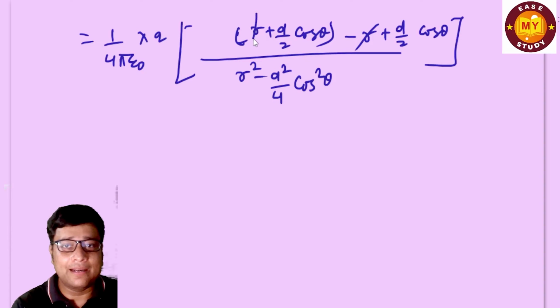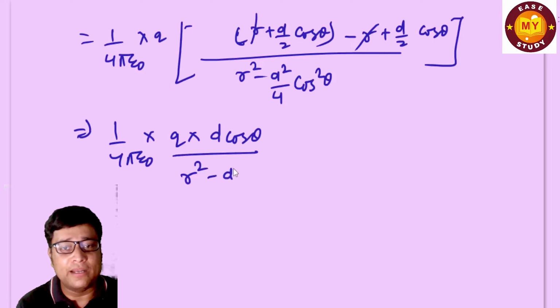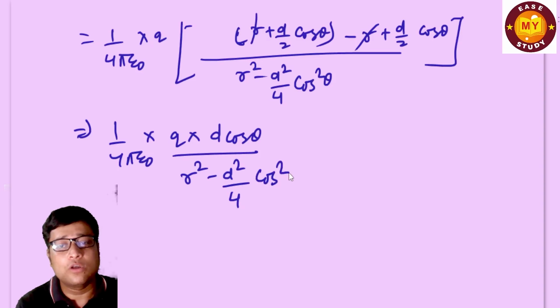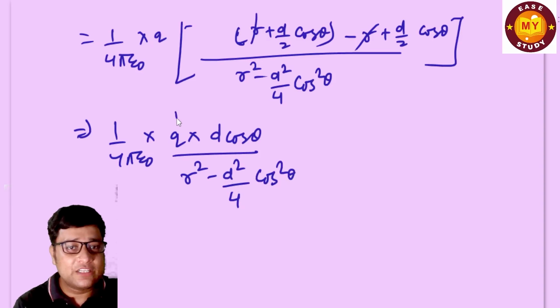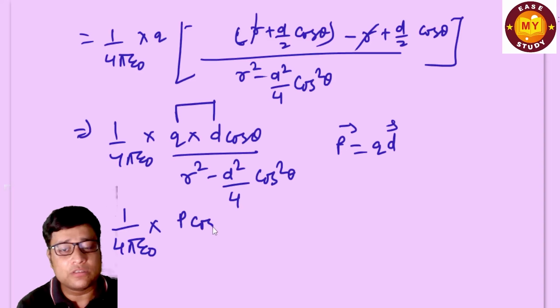So here r gets cancelled, and I will write 1 by 4 pi epsilon naught into q into 2 into d by 2 cos theta, you will get d cos theta divided by r square minus d square by 4 cos square theta. So this qd, you know p is equal to q into d, this is the dipole moment. So I can write 1 by 4 pi epsilon naught into p cos theta divided by r square minus d square by 4 cos square theta.